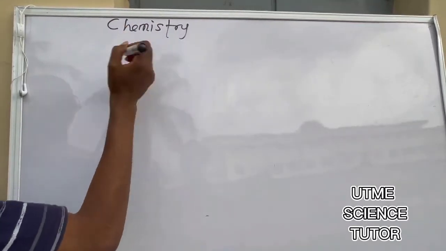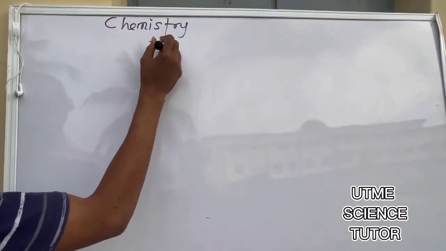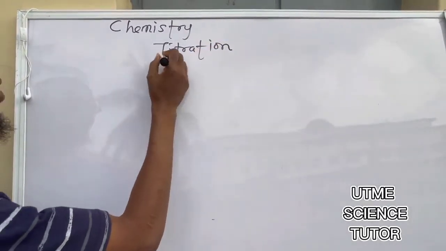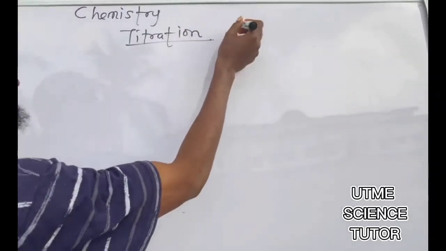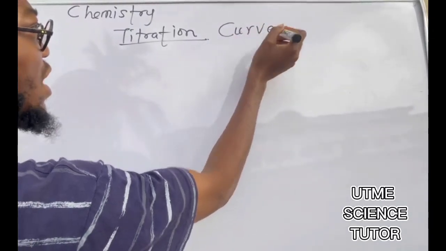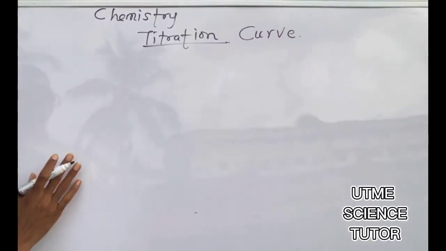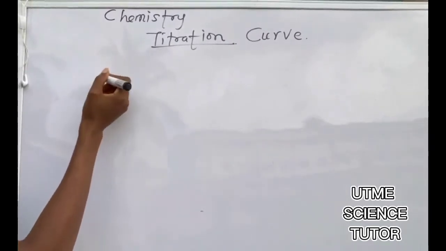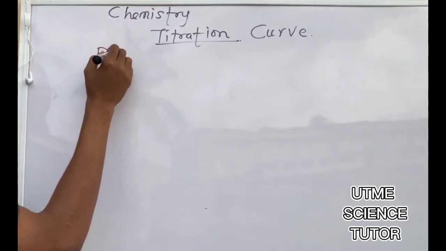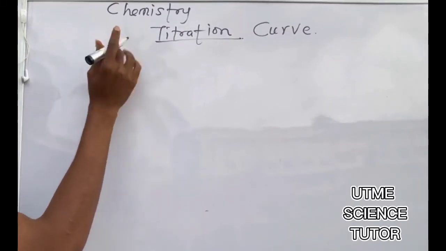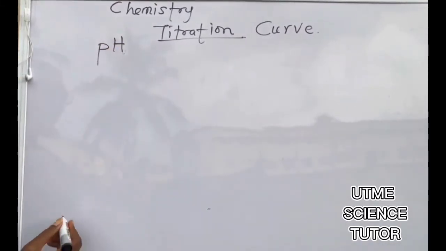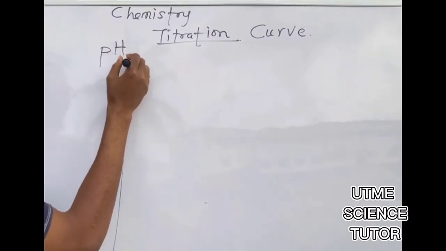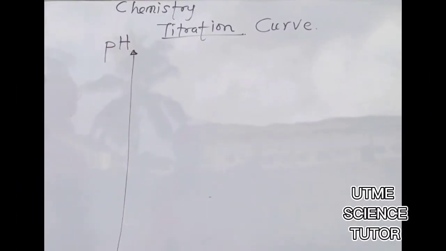In this video, I'll be looking at what we call titration curve. What do we need to know about titration curve for our UTME examination? You need to know that there is something called pH scale, and this pH scale is always plotted on the vertical axis. The pH scale is written this way. On the y-axis, we have to take note that our pH ranges from 1 to 14.